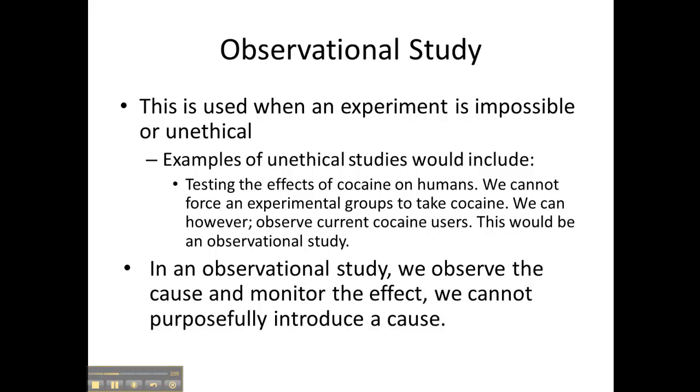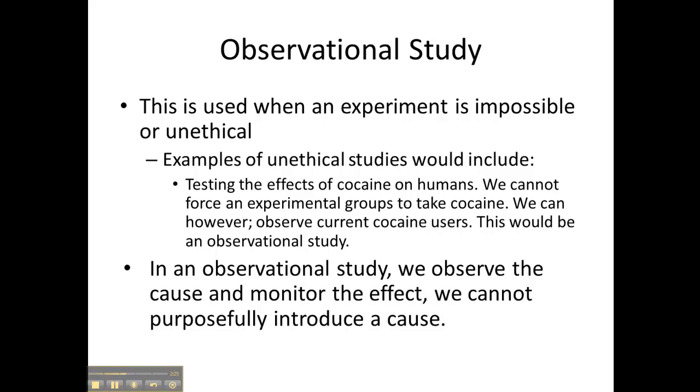What we would have to do in order to study the effects of cocaine on humans is get a bunch of cocaine users and monitor them versus non-users. So in an observational study, we observe the cause and monitor the effect. We cannot purposely introduce a cause because it is unethical or impossible.